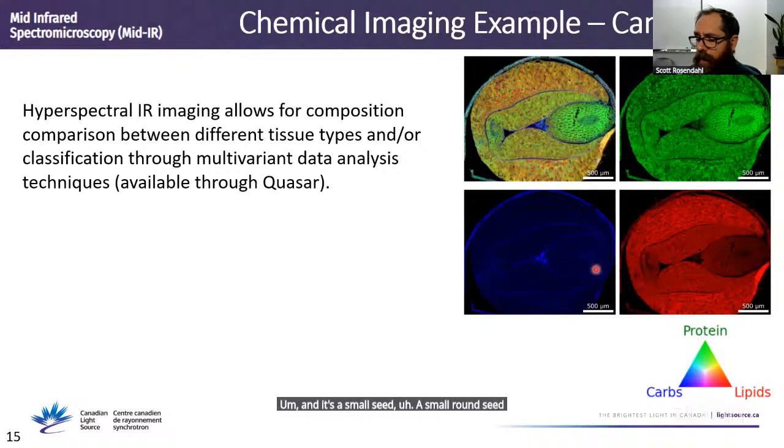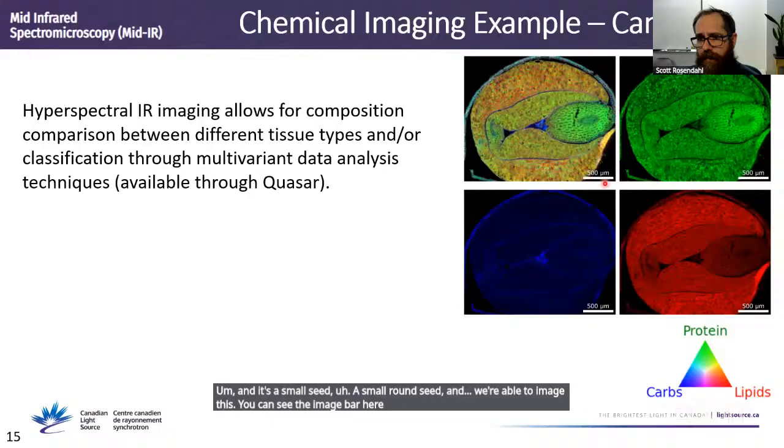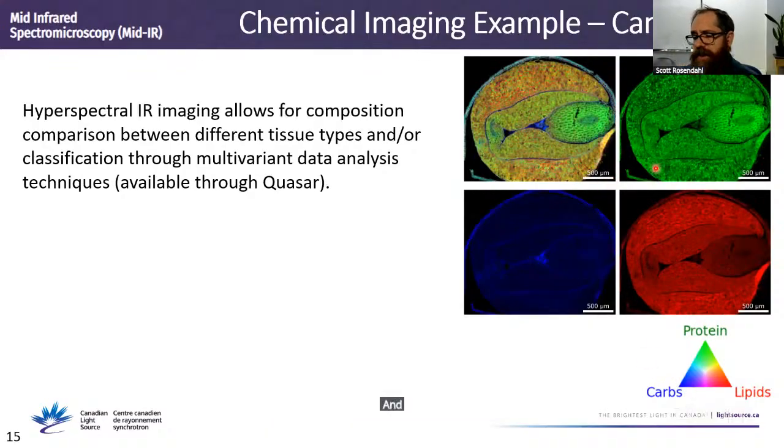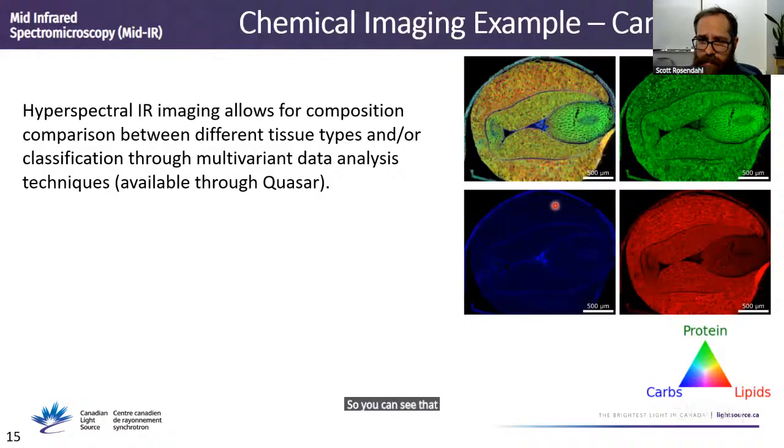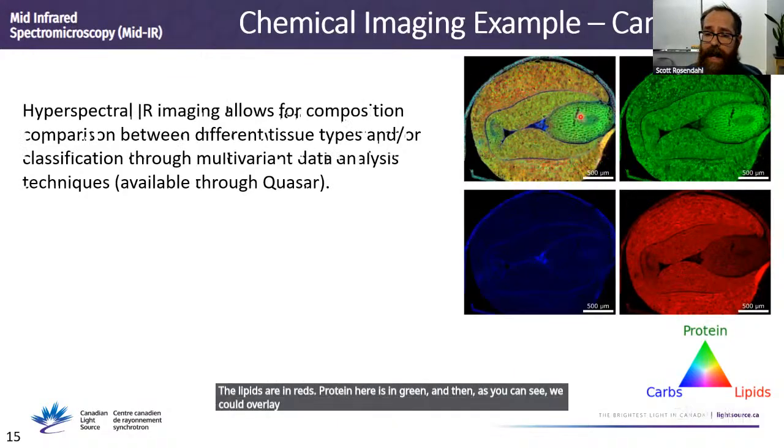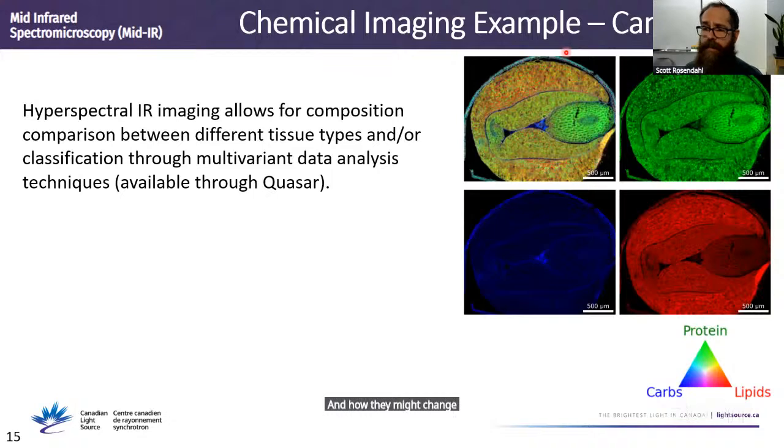And we're able to image this. You can see the image bar here. So this is about 500 microns across. And using an RGB map, we're able to overlay the various components within this seed. So you can see that the carbohydrates we have in blue, the lipids are in reds, the protein here is in green, and then as you can see, we could overlay this map. We get a sense of where these components are within the cell and how they might change with various perturbations.